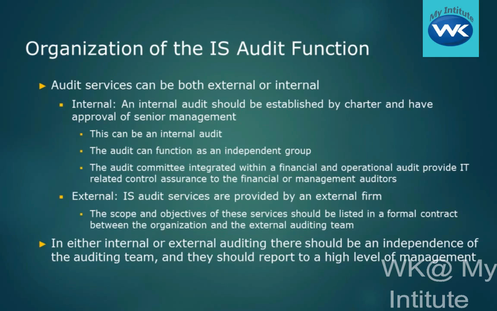Now, the external types would be audit services that are provided by an outside firm, meaning not people that are employed by the company. Now, the scope and objectives of these services should be listed in some very formal contracts between the organization and the external auditing team. In fact, I like to tell people that when they go in to do these auditings, depending on what they're doing, this contract and these permissions that they have, these agreements that say what we can do, are their get-out-of-jail-free cards.